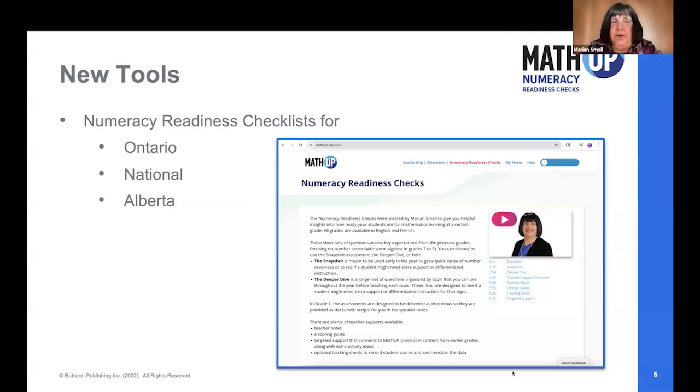We have created numeracy readiness checklists that are particular to the curriculum in Ontario, the curriculum in Alberta, the curriculum in the rest of the country. Now, there are variations in BC and other provinces, but they're very close. So the screeners make sure that they adjust for your province and what your kids need.